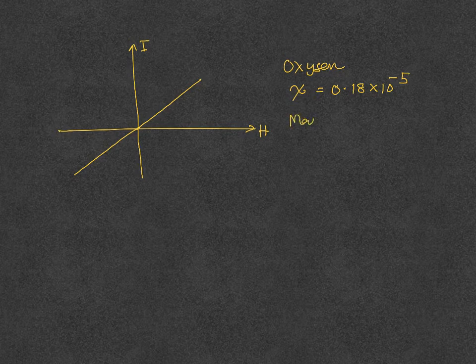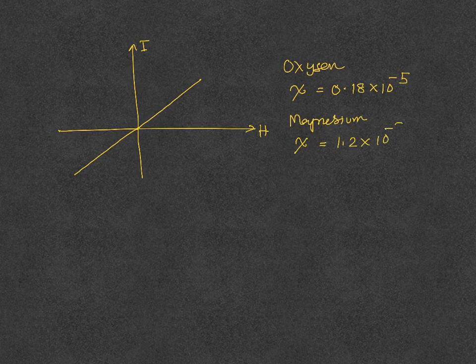And for magnesium, susceptibility is equal to 1.2 times 10 to the power minus 5. So it's very very small. If the graph is drawn to scale, this angle theta will tend to 0 always. So you can't draw a curve actually. So it is not drawn to scale.